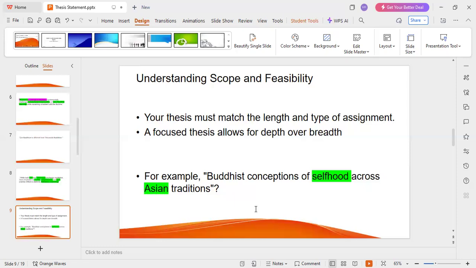So here again, you can narrow down the scope. You can make it much more feasible. And also, instead of just saying Buddhist conceptions, right? You can bring in your argument. You can maybe say Nagarjuna's concept or whatever, any concept that you like, which is related to selfhood. Then you can say that this specific concept challenges the interpretations of selfhood in, let's consider the Zen tradition, right? Japanese Zen tradition, likewise, you can narrow it down further.